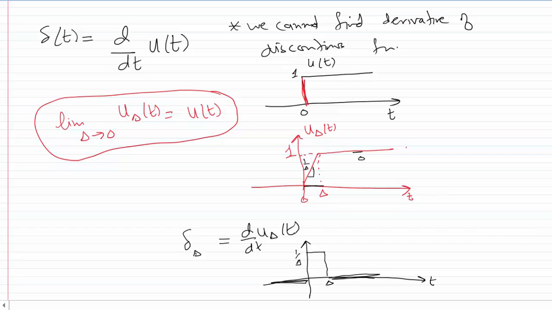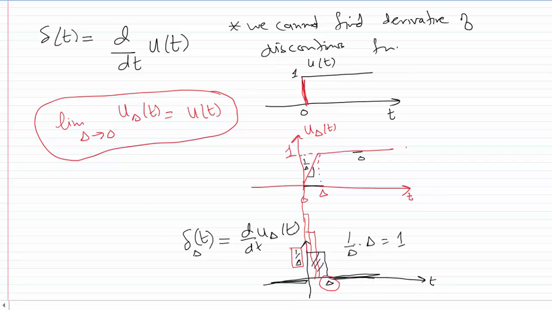Now you'll be wondering why I'm calling this delta and delta. So remember, this is a small delta and this is a capital delta, just like small a and capital A in English. So I'm going to call this thing a delta of delta. And we can observe that the area under this curve is 1 by delta times delta, which is 1. Now if I reduce this value of delta, the width of this impulse is going to shrink and the height of this impulse is going to expand. As I decrease delta, I'm going to get a rather narrow bar, which is higher and higher and so on.